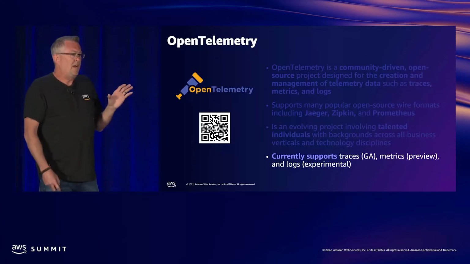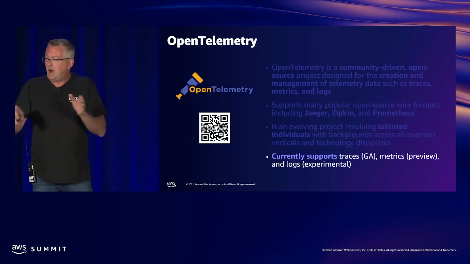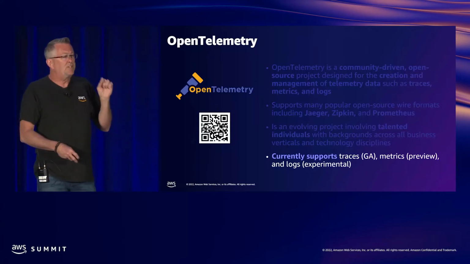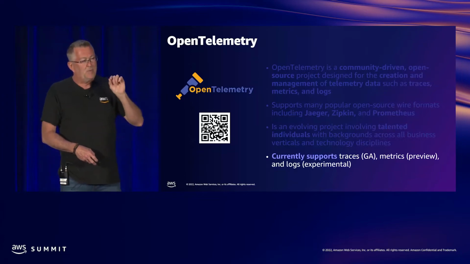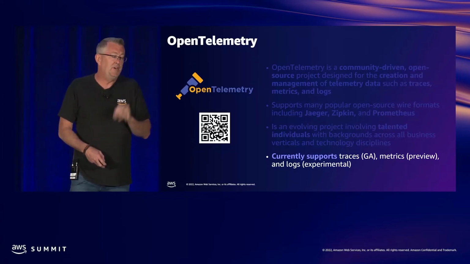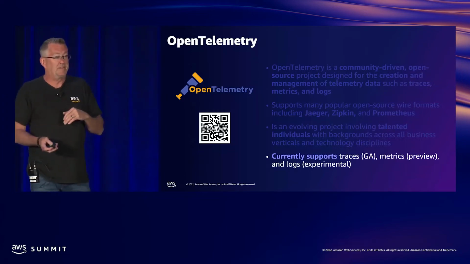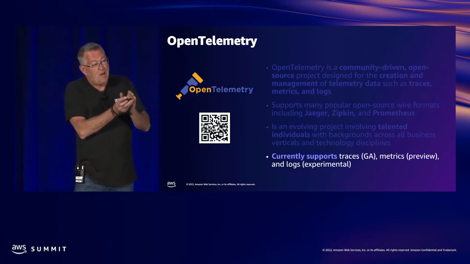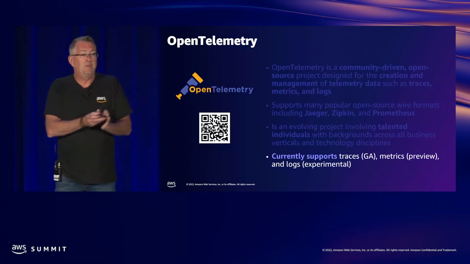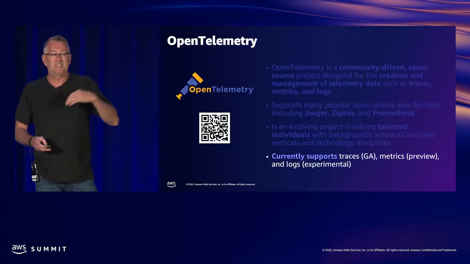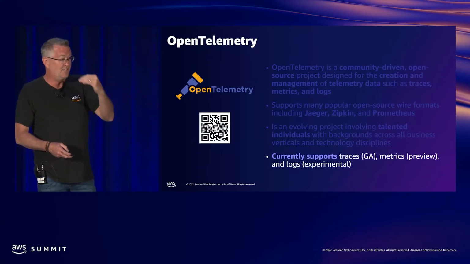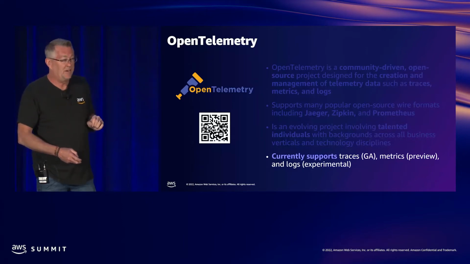So in its current format, and as I mentioned, this is an evolving ecosystem, right? It currently supports traces, which are GA. It is almost ready to release metrics, which is in preview, and logs are experimental. And so when I talk through the architectures, I'll show you how to bridge the gap while OpenTelemetry finally evolves to its final, well, I wouldn't say final state, but when it evolves to its final GA state for all of the logs, metrics, and traces functionality that are targeted for the first release.